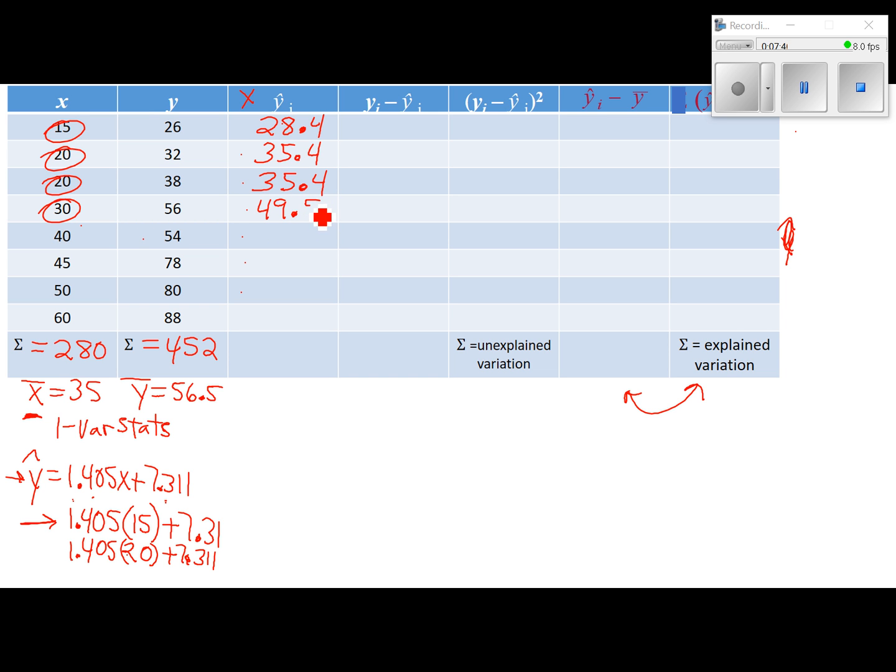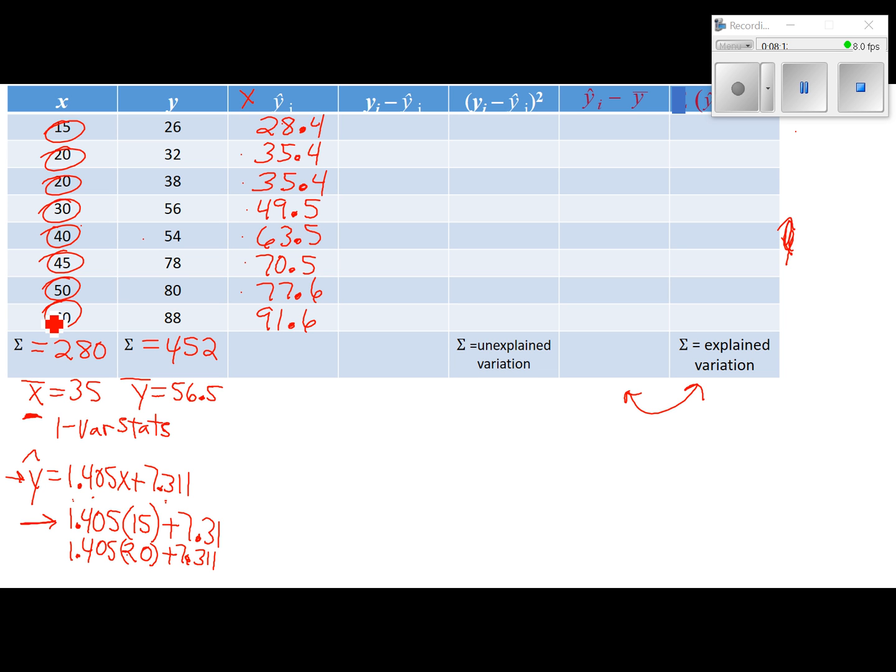Next one came out to be 49.5, next one came out to be 63.5, then 70.5, 77.6, and 91.6. And again, that's probably the hardest part of all of this, is you got to take each of these x's and plug them in to figure out your predicted y using your regression line.